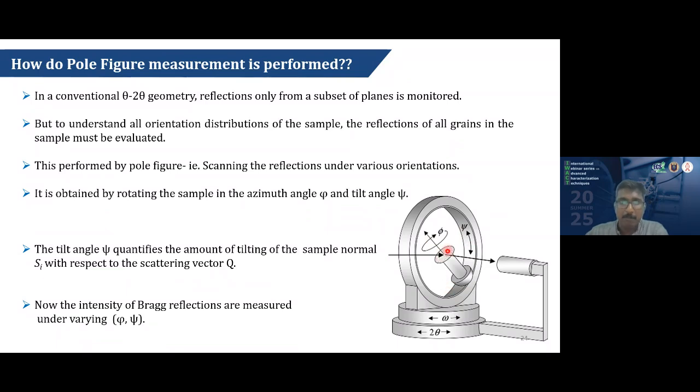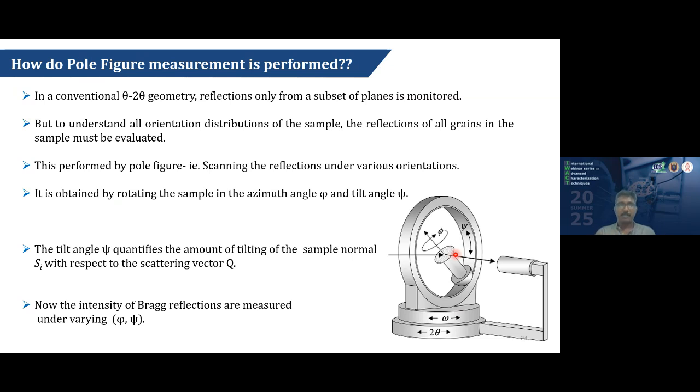For each tilt, we will be rotating the sample from 0 to 360 degrees. Psi, we will be tilting from 0 to 90 degrees. In most cases, theoretically, it is possible to vary 0 to 90 degrees, but in most HRXRD instruments, we can go from 0 to 80 or 85 only. So for each tilt, we will rotate the sample and collect the Bragg reflections.